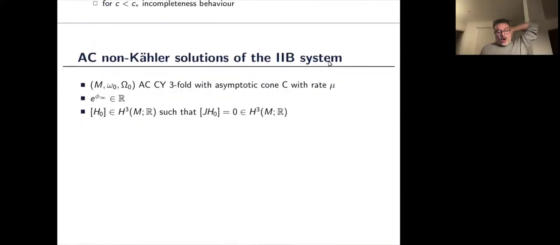Right. Okay, so what about the other strategy? Strategy number two, I recall, was about deforming some asymptotically conical Calabi-Yau threefold. For example, what you can do is the following. You start with an asymptotically conical Calabi-Yau threefold that's asymptotic to some Calabi-Yau cone C with some decay rate mu.